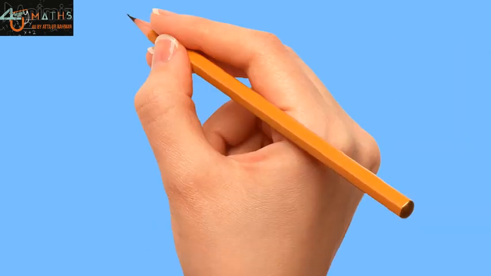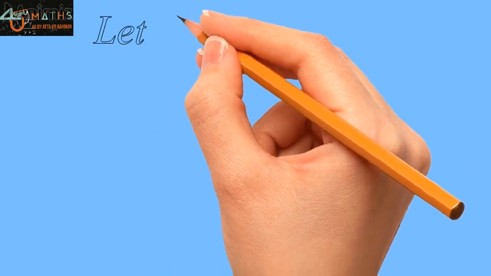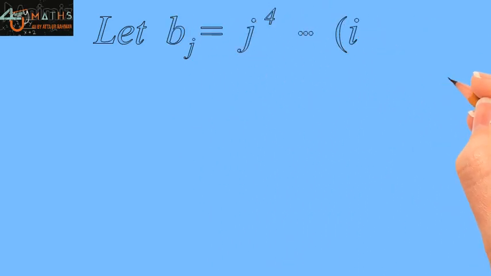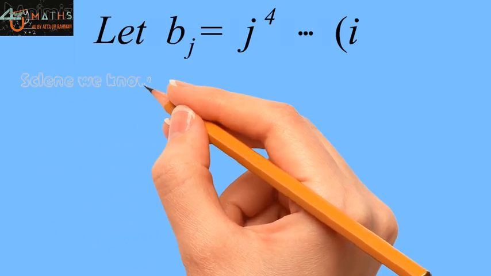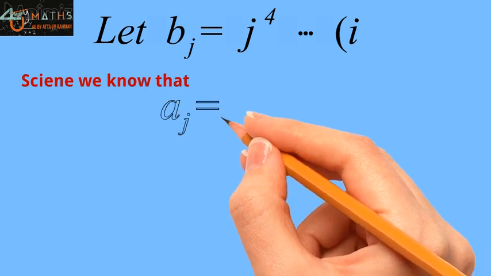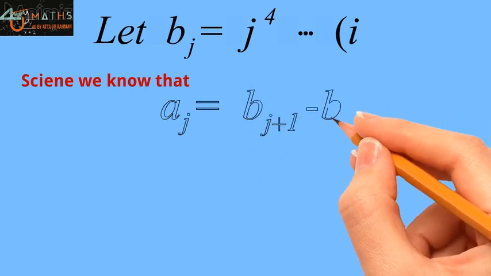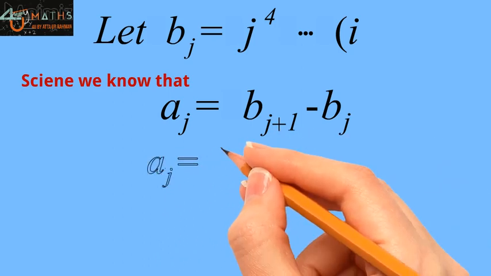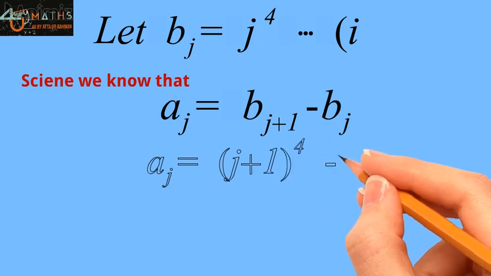To prove this result, we suppose that bj is equal to j raised to the power 4. Let us mark this as our first relation. Since we know that aj is equal to bj plus 1 minus bj. Now, utilizing the values of bj plus 1 and bj in this relation, we have (j plus 1) whole 4 minus j^4.